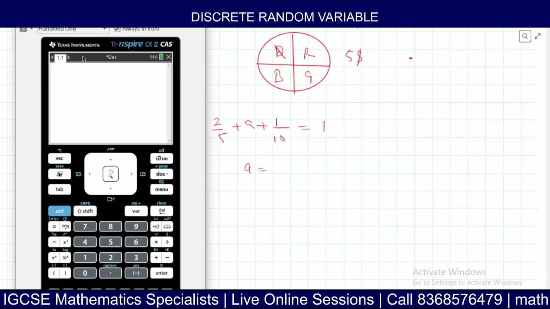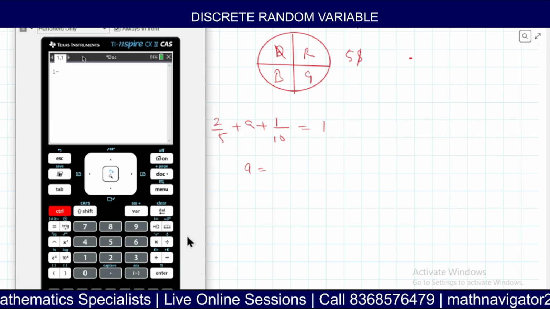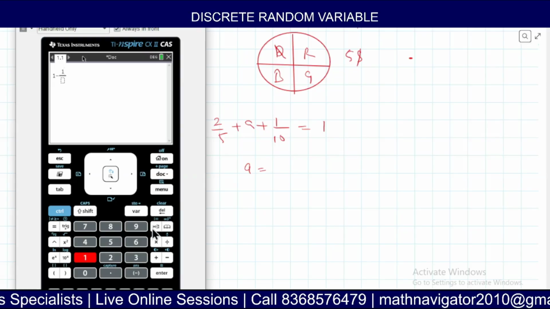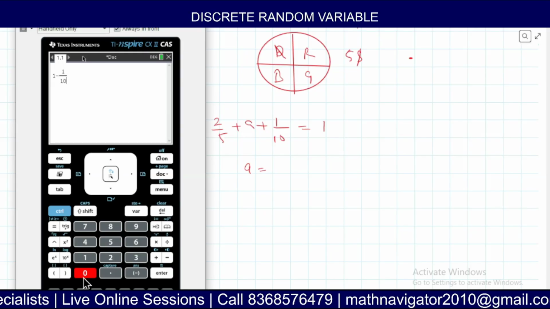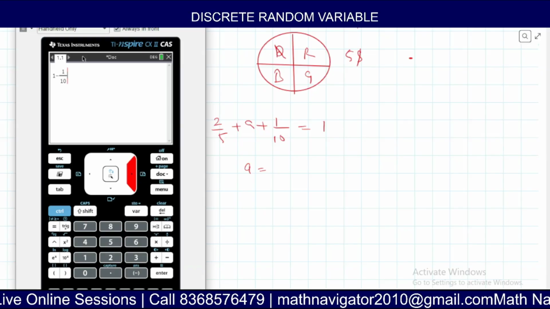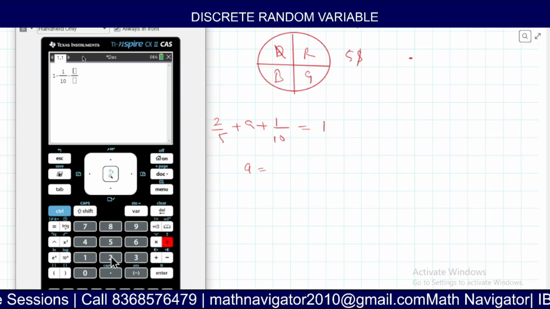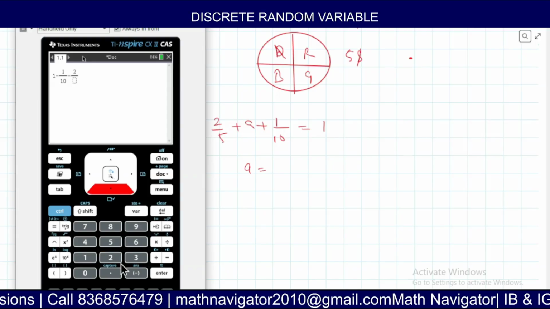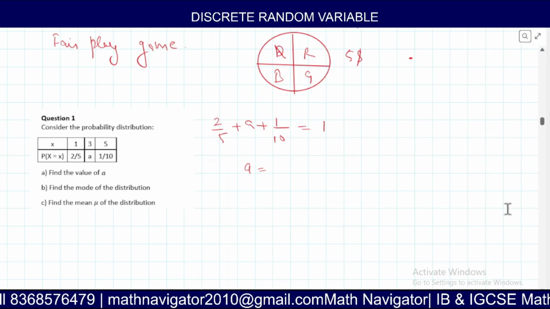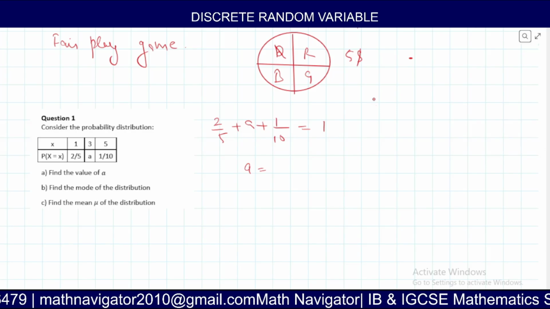So let's do it. 1 minus 1 over 10 minus 2 over 5, hit enter, 1 over 2. So the value is 1 over 2, right? Let's check 2 over 5.